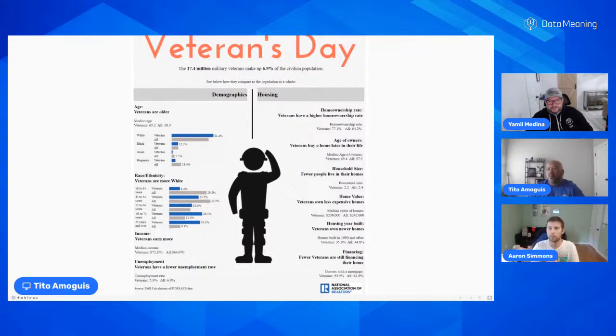Get rid of home ownership rate. Get rid of age of owners. Get rid of house. Just get rid of that first line and tell us the fact that you want us to know about, because you don't need to list both of them. There's a lot of wasted space here, and it would free up more room to do more visuals.